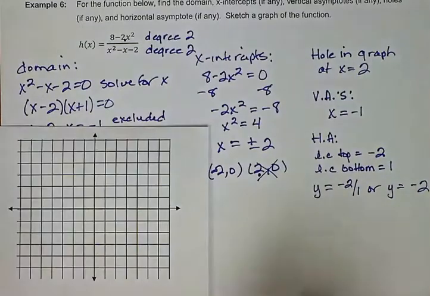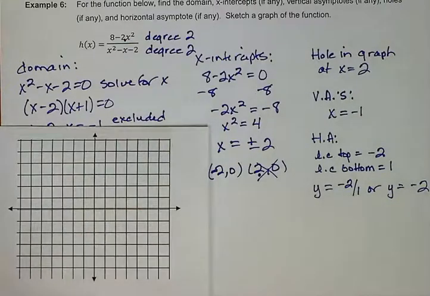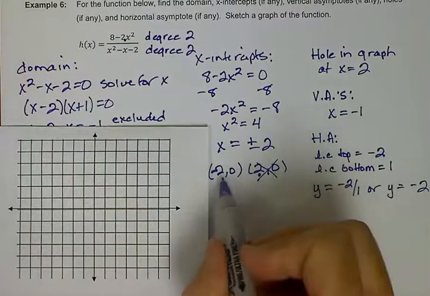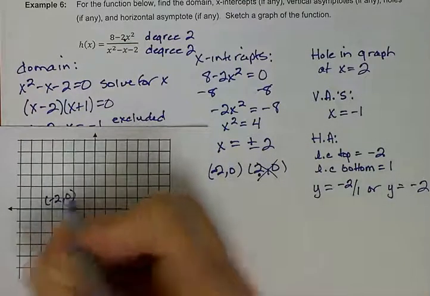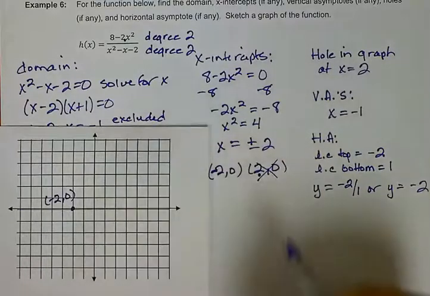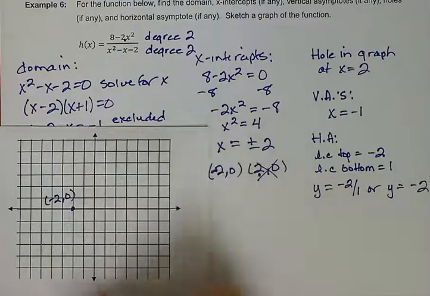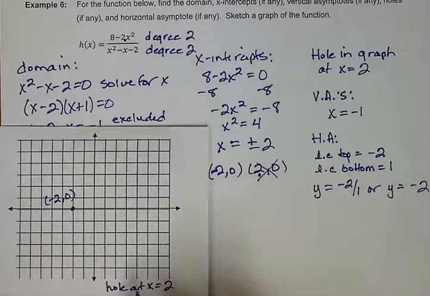I'm going to take all the information I already have and add it to my sketch before I put this into my calculator. I have an x-intercept at negative 2, 0. I have a hole in the graph at x equals 2, but I can't really put that in there yet. All I can do is write a note to myself on the graph to remind myself that there's going to be a hole where x is equal to 2. But it's hard to tell exactly where that is without using the calculator.